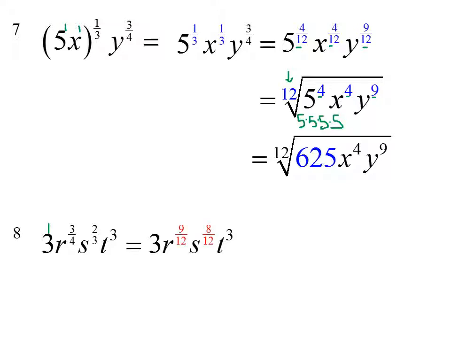Next, notice 3 is to the first power, t is to a whole number, the 3rd power, so will they be under the radical? No, they're outside the radical. Only the ones with rational exponents go under the radical.